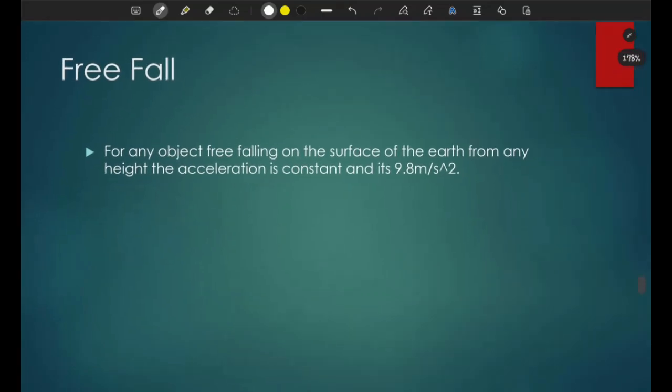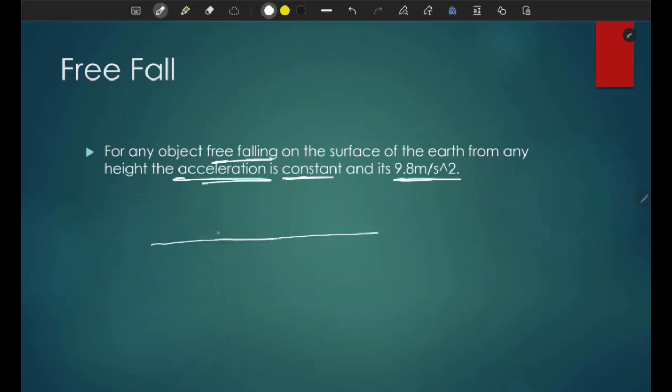The next one is free fall. So for any object free falling on the surface of the earth from any height, the acceleration is constant, and it's 9.8 meters per second squared. So let's say we have maybe a bridge, and then from that bridge a piece of stone, and also a paper are being thrown.